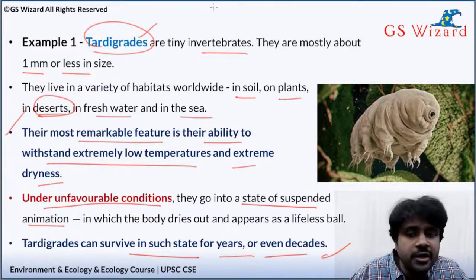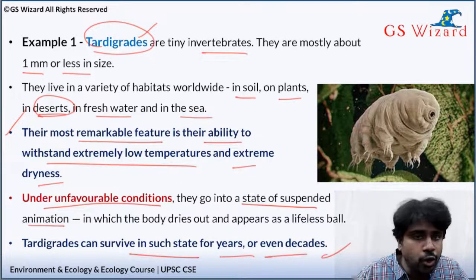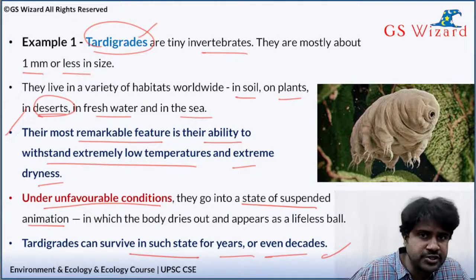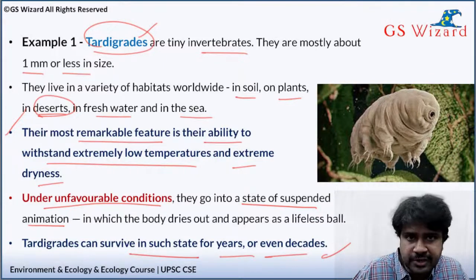Do you know that tardigrades were taken on to International Space Station, which is in low Earth orbit? So what do you mean by low Earth orbit? What is International Space Station? What is the future of that? Everything we'll discuss in great detail in Science and Technology.